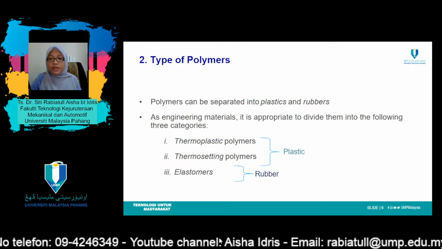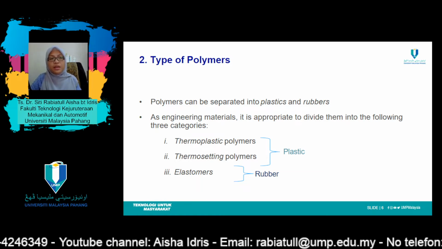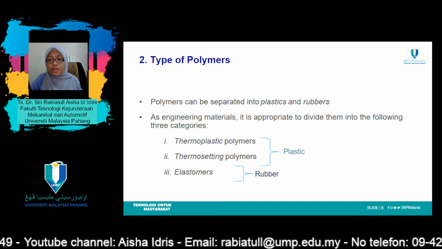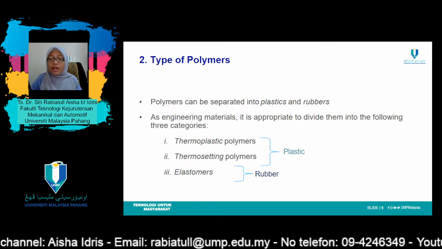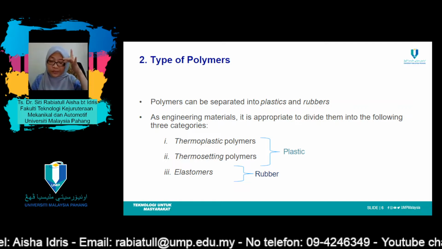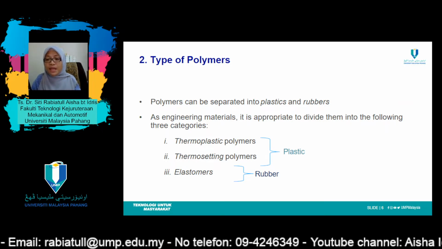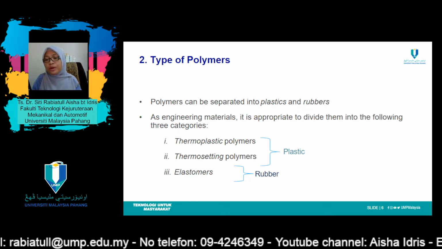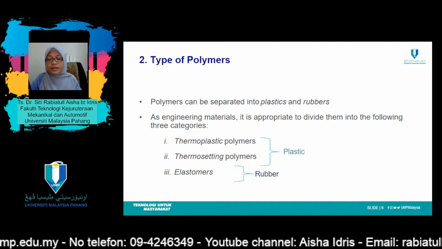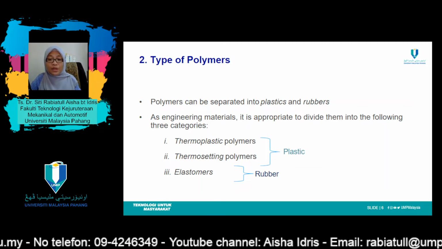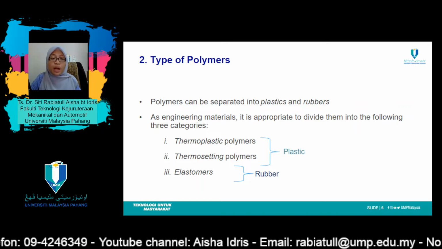Polymers actually can be categorized into 2. Normally, in general, they can be categorized into 2, which are plastics and rubbers. However, in engineering materials, we split it into 3, which are thermoplastic, thermosetting, and elastomer. Thermoplastic and thermosetting are categorized under plastic, whereas elastomer is actually referring to the rubber.